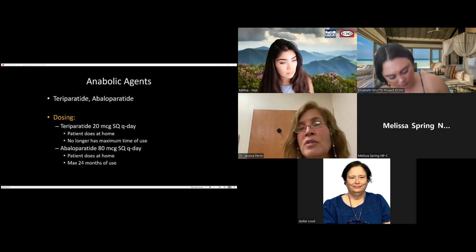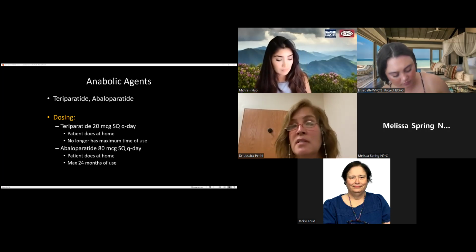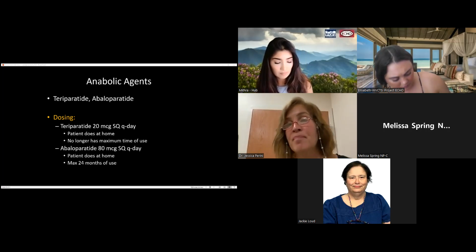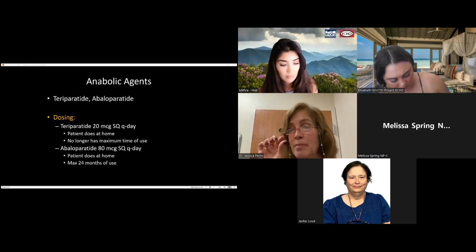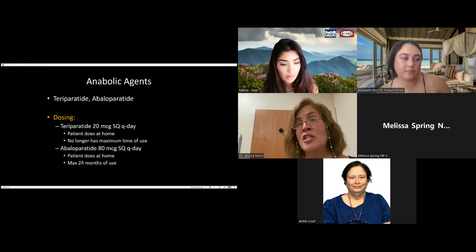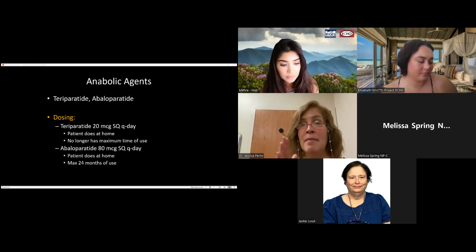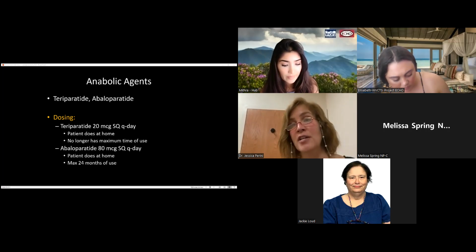So teriparatide, to dose it, it's 20 micrograms sub-Q each day. Comes in a pen, similar to an insulin pen, same exact little baby needle tips. The patient does it at home. Until within the past year, teriparatide had a maximum number of months of use in a human's life of 24 months maximum. Once you got to 24 months, you were not allowed to use it anymore. It no longer has that limitation.